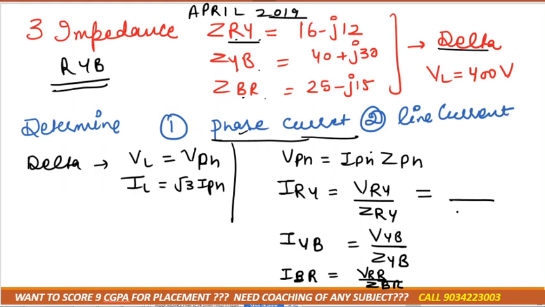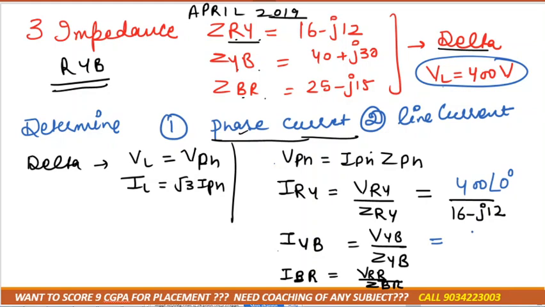So ZRY we know is 6 minus j12. As I told, the line voltage is how much? 400 volt. In this case VL and VPH are the same, so we don't need to convert it. If it was the star connection, then we would need to convert it. It would be 400 angle 0, correct?